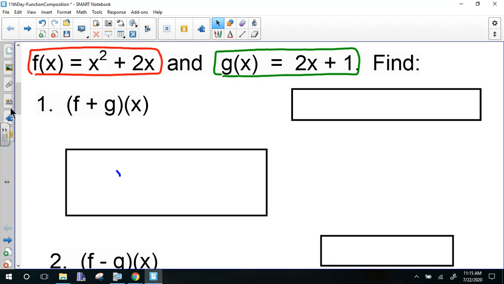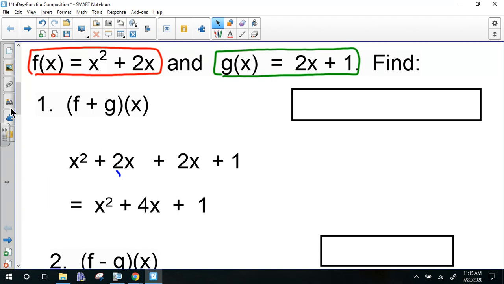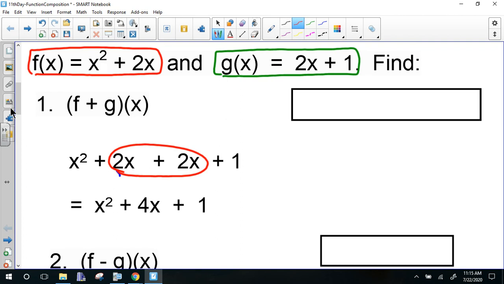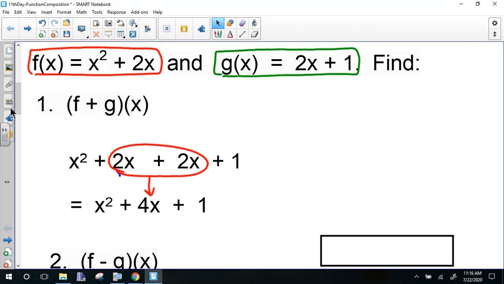Well, remember, you can only add terms that are alike. So if we take our x squared plus 2x and we add it to the 2x plus 1, the only like terms we have are the two x's, and they combine to give us a 4x. So the answer for this one is x squared plus 4x plus 1.